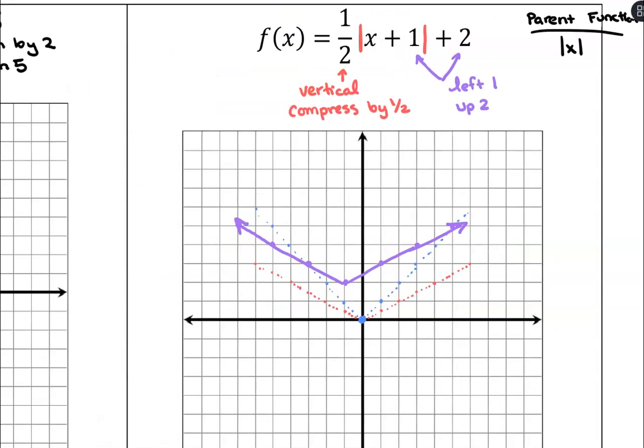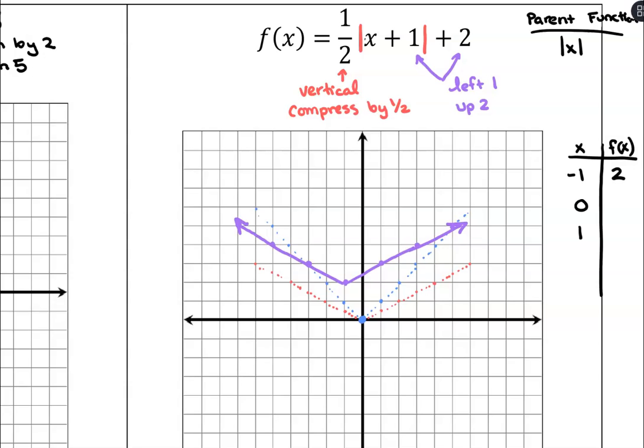Also, if you wanted to check some answers, we want to keep in mind these graph transformations. What we could do is plug in some coordinates and make sure we're ending up at the right spot. So if we plugged in -1, that would be 1/2 times 0, so +2. So we should have the coordinate (-1, 2).